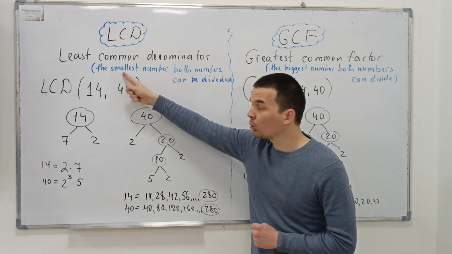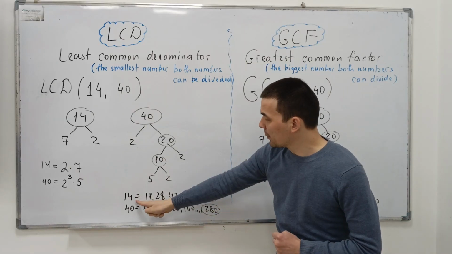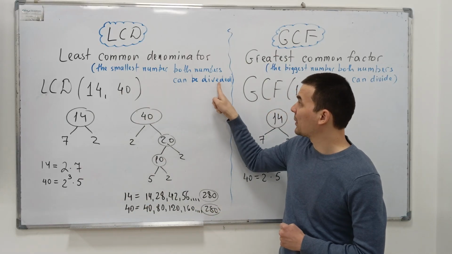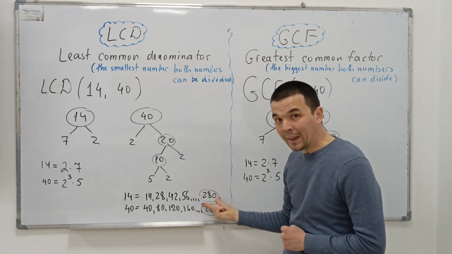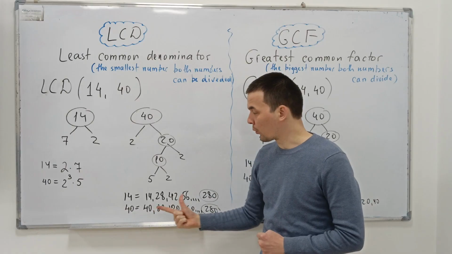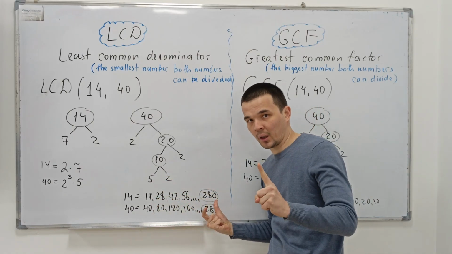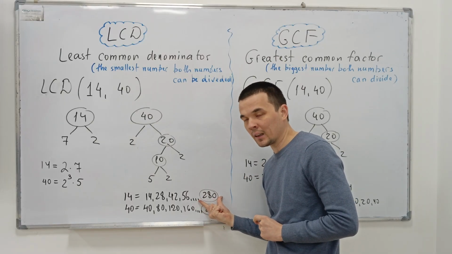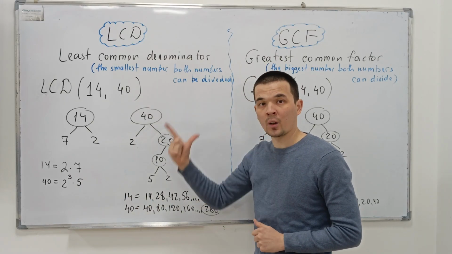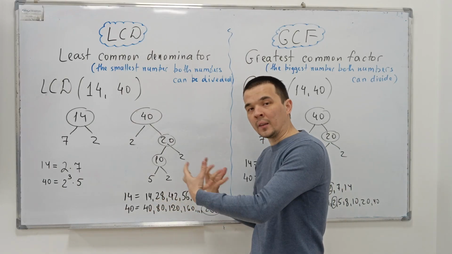280 is the smallest number in the category that both numbers can divide. So 280 is divisible by both numbers, and this is the rule. Right now we listed the numbers and found the first number, 280, which works for both according to the rule. However, we cannot do that with other questions.